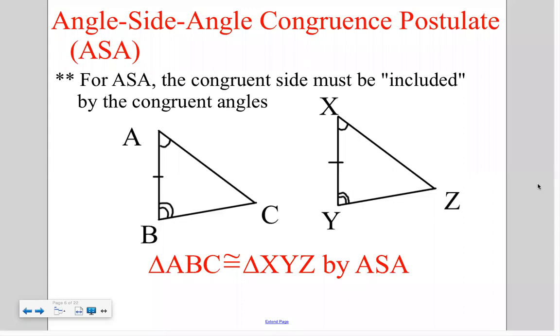Right. Now it has to be this order in both. There's going to be an example in a little bit where you've got two angles on one triangle with the side in between, but on the other triangle the side is outside the angles. It doesn't work like that. It has to be angle, side, angle for both triangles.